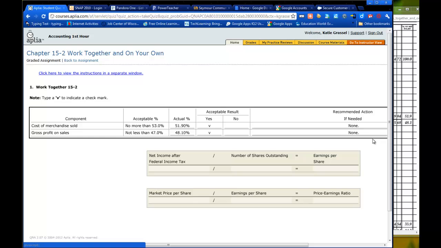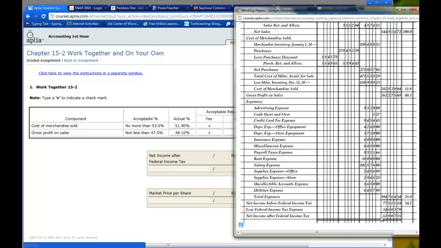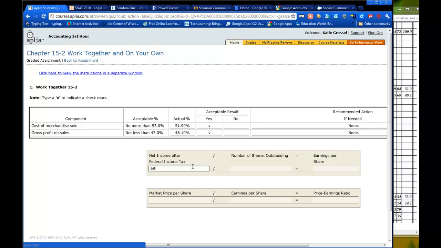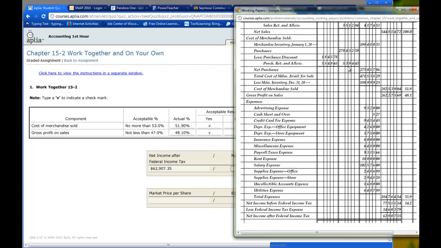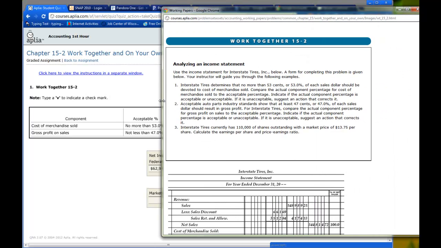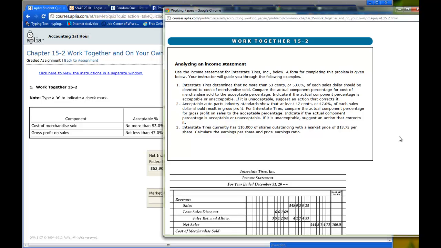Now, we have to calculate our earnings per share. This is a new part. Right here, I'm going to go through and calculate my information. It says my net income after federal income tax. When I look at my income statement, my net income after federal income tax is $62,907.35. I'm going to put that in there. Now, we are a merchandising business, and our merchandising business is a corporation.